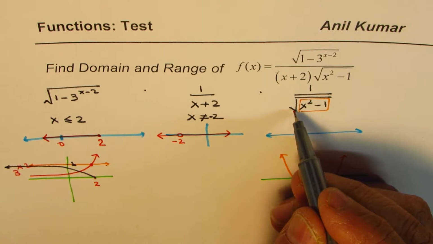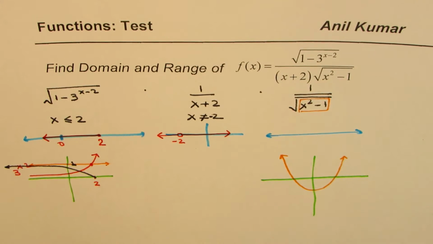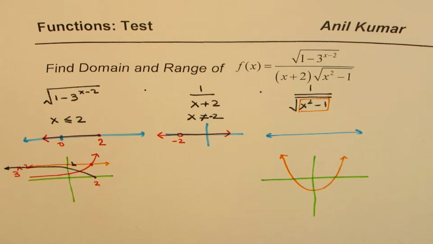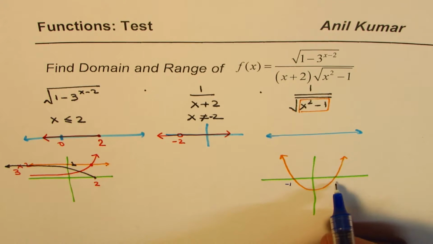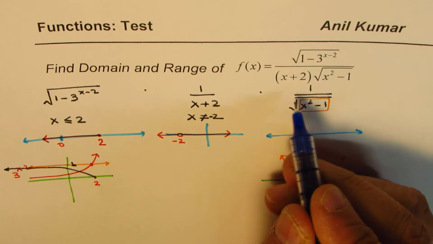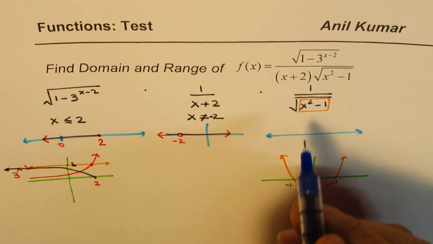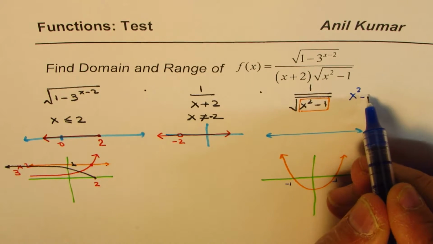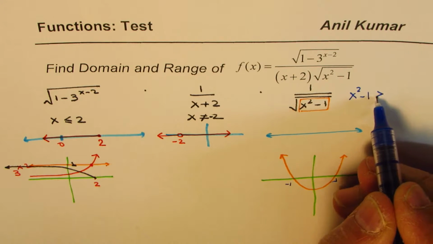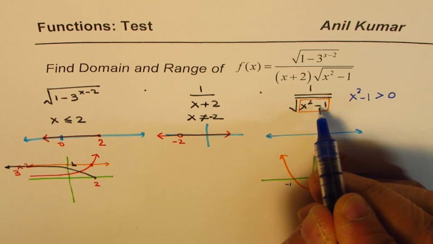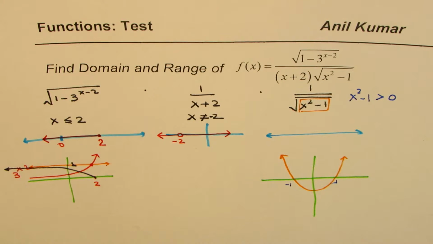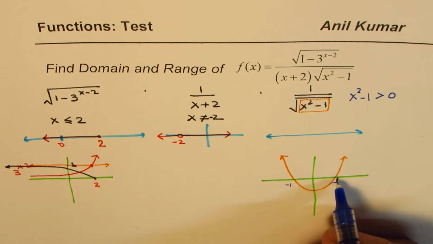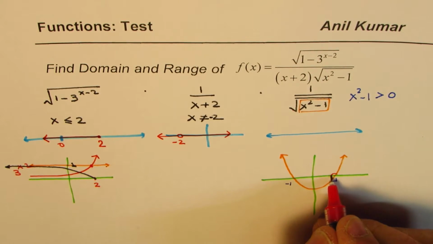Within the square root, we should have a non-negative value, and that means, let me write this value as plus and minus 1, the zeros will be at minus 1 and plus 1. Now, to find the domain of this function, what is important here is that x square minus 1 should be greater than 0. It cannot be equal to 0 since it is in the denominator. So x square minus 1 is greater than 0, and from here it is very clear that it means this.